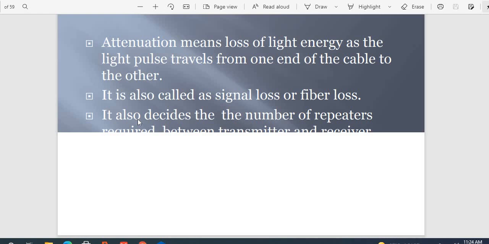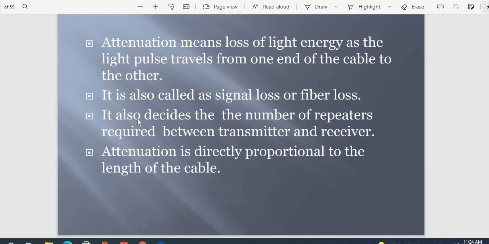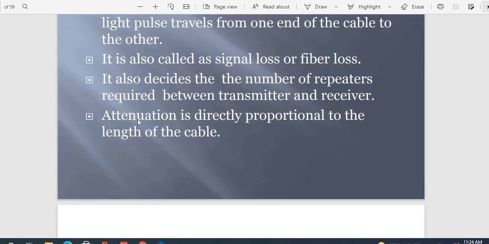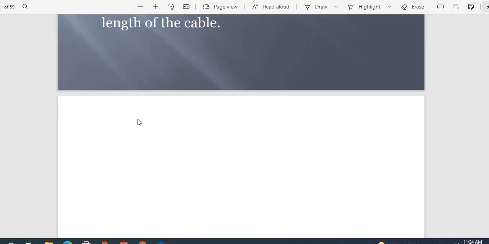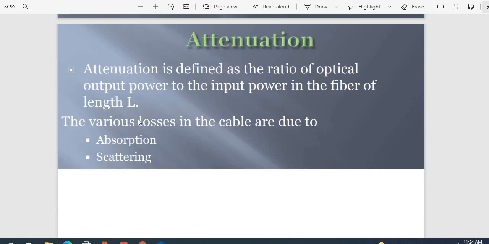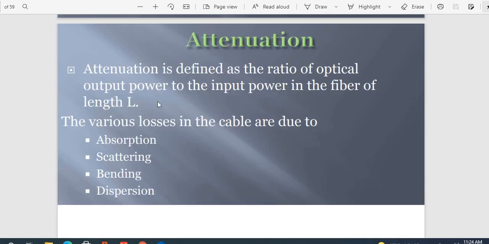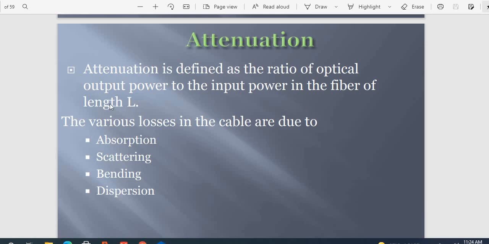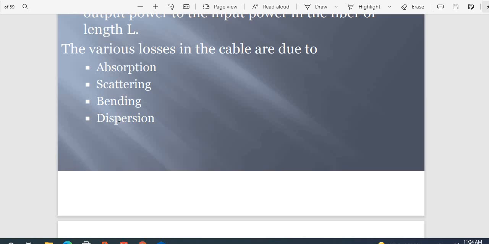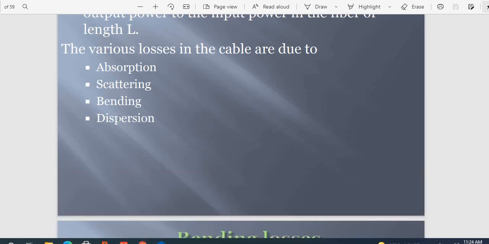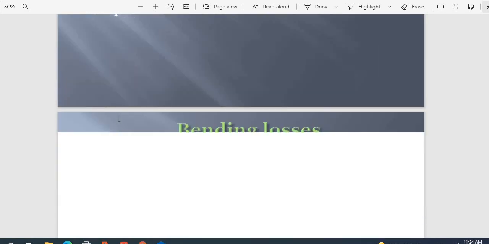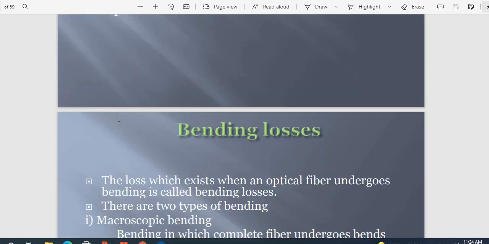Attenuation also we talked about: how attenuation is used and what the meaning of attenuation is. Attenuation formula is what, students? Output power by input power for the given length. That is attenuation, right? The ratio of the optical output power to the input power in the fiber of length L is called attenuation. The various losses in the cable are due to absorption, scattering, bending and dispersion. Because of all these parameters, you get the attenuation factor.